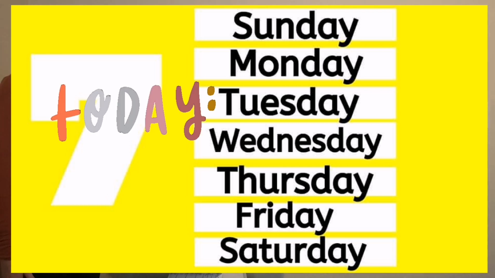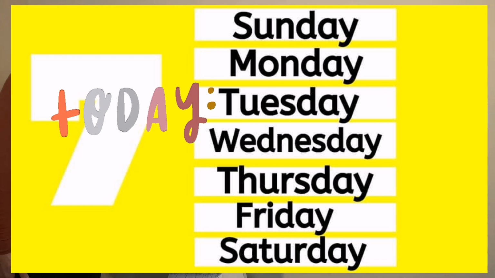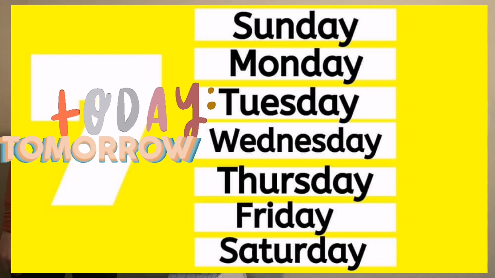And today is Tuesday. And if today is Tuesday, what day was it yesterday? Yesterday was Monday. And if today is Tuesday, what day will it be tomorrow? Tomorrow will be Wednesday. So those are our 7 days of the week.